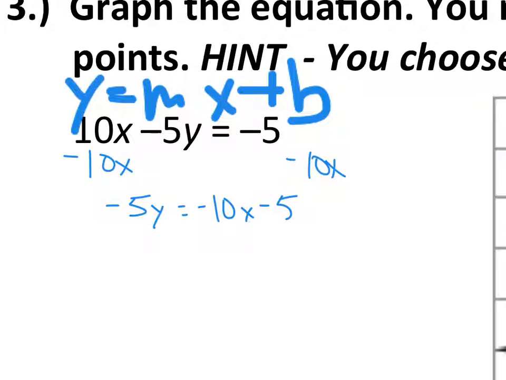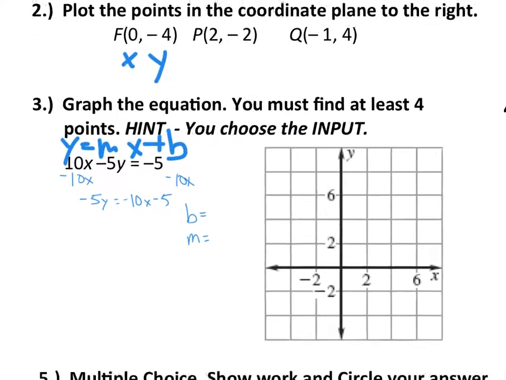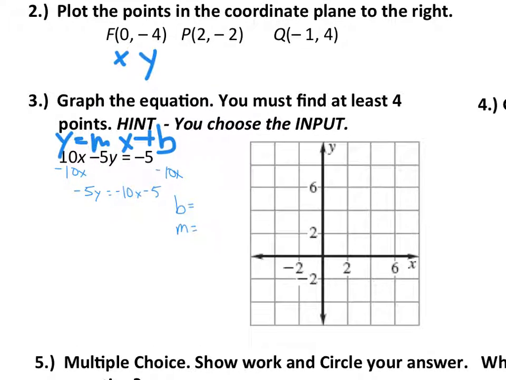Once you have that, identify the B and the M, and you want to graph it on the coordinate plane. Remember, the B is your starting point. It's your y-intercept. It's going to be a point on here, and then you go from there. Let's just pretend it's right here. These are counting by 2s. So 2, 4, 6, 8. All right, if you need 1, 3, 5, it's in between. Okay, if you need help, let me know.